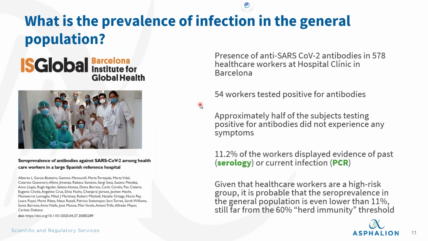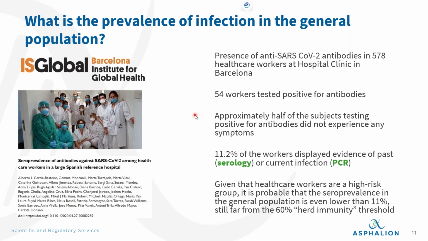So what is the prevalence of infection in the general population? One thing the public health authorities were thinking is that maybe if a sufficient proportion of the population have already been infected, and assuming that once they're infected they have an immunity that lasts for a significant length of time, then maybe we've reached a herd immunity threshold, which would be 60%.